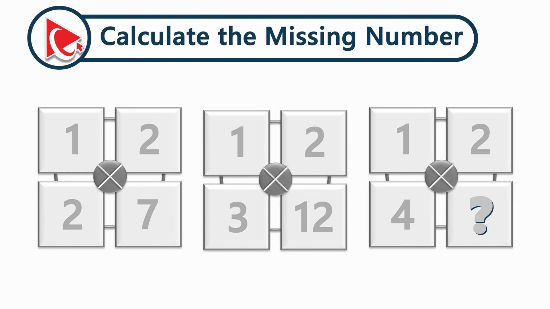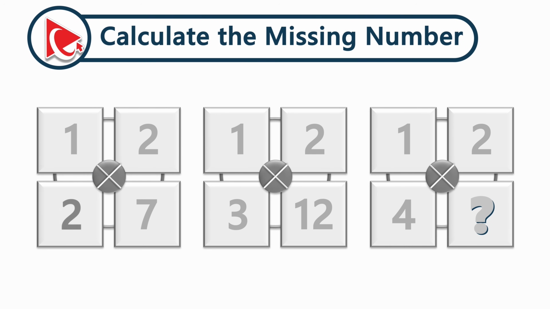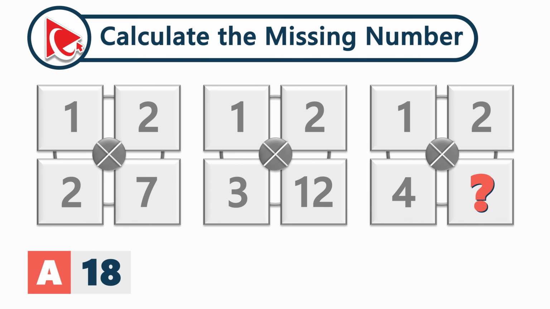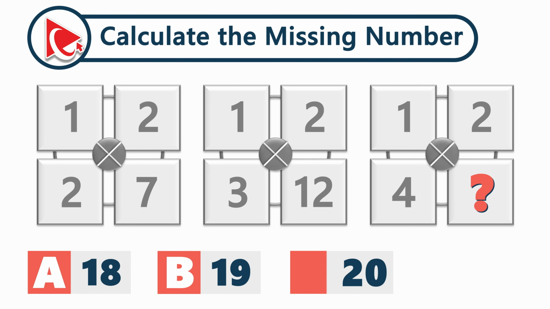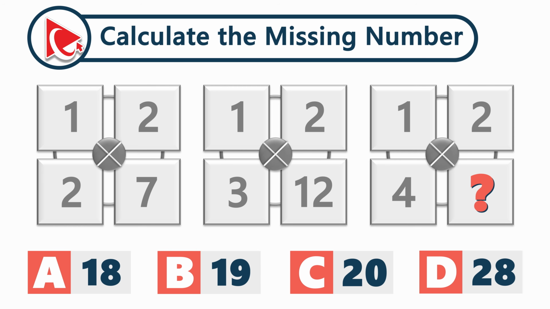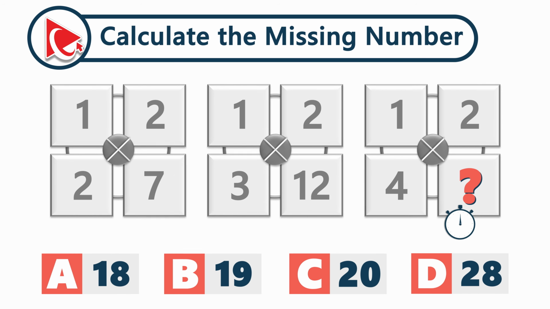Take a look at these three shapes. First shape has numbers 2, 1, 2, and 7. Second shape has numbers 3, 1, 2, and 12. Third shape has numbers 4, 1, 2, and then comes the missing number, which you need to calculate and select your answer out of 4 possible choices: A, 18, B, 19, C, 20, or D, 28. Can you solve it and choose the right answer?